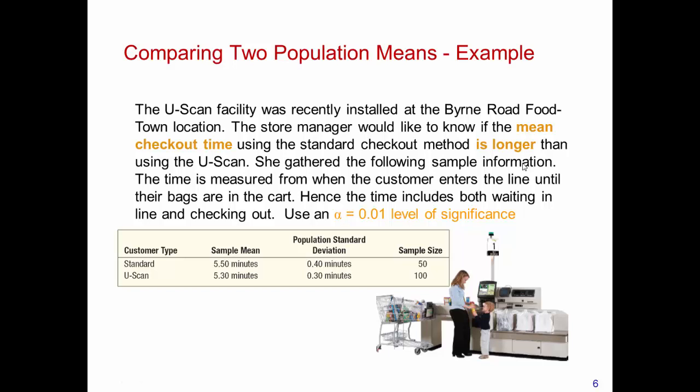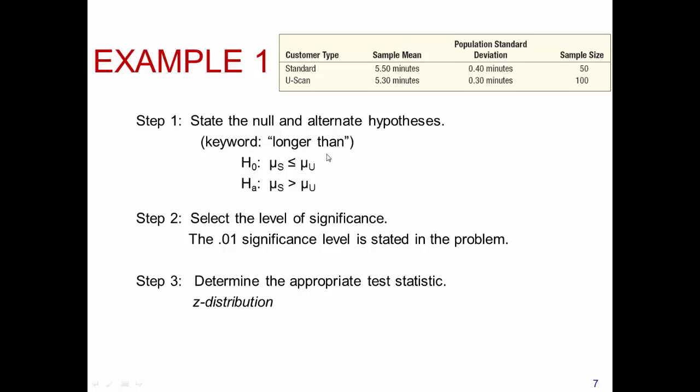So it didn't say different from, it just said longer than. So what kind of test is that going to be? Is that going to be a two-tailed test or a one-tailed test? Is it directional or non-directional? So our null hypothesis is that the population mean of the standard method is less than or equal to the population mean of the UScan method.